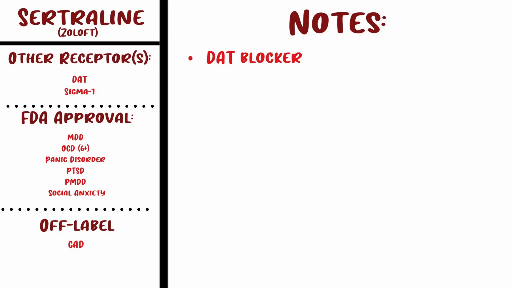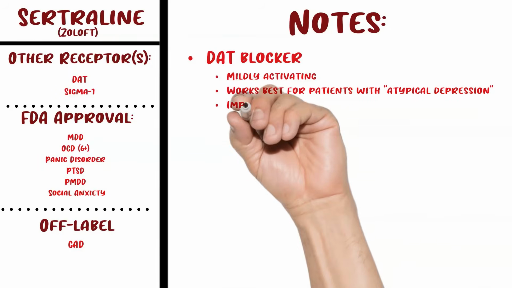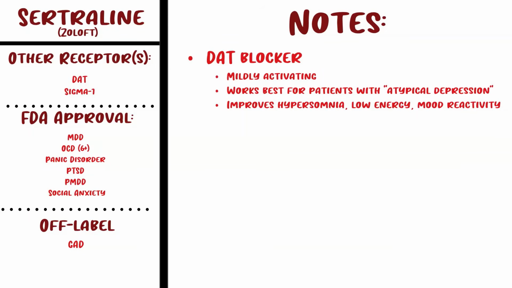So Zoloft is mildly activating, so it works best with patients with atypical depression. Just a quick reminder, atypical depression is depression that has weight gain, hypersomnia, interpersonal rejection sensitivity, and mood reactivity. So Zoloft is the SSRI that's known to work best for patients with hypersomnia, low energy, and mood reactivity. The downside of that is it can cause some overactivation in patients with panic disease.